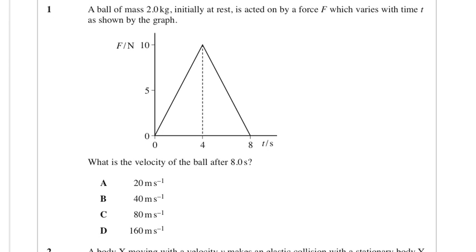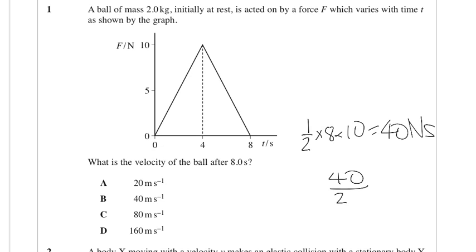What is the velocity? We can work out the change in momentum because it's going to be the area, so it'll be half times the base times the height, which is 40 Newton seconds. If it weighs 2 kilograms, and that's the change in momentum, the change in the speed is going to be 20, which is answer A.